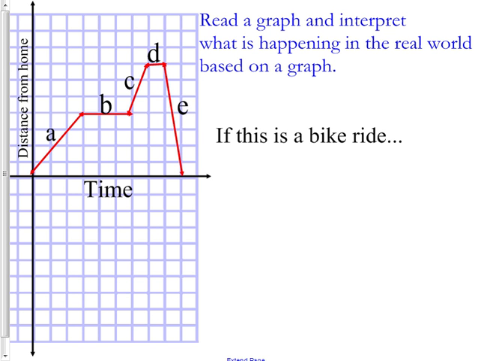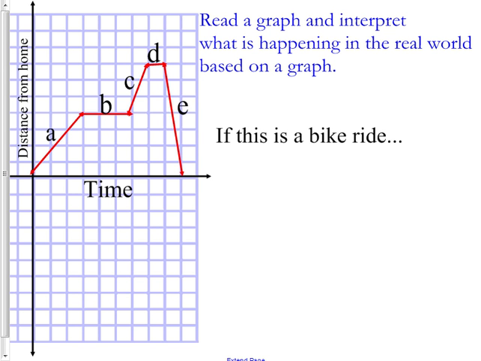And then C, the only thing I'd mainly want you to know is that C is steeper than A, and therefore, what do we know about their bike ride? It's faster. Yeah, C, they're going faster than they were in A. How about E? They're going very fast. It's always about how steep it is. Maybe they're going down a hill. Yep.